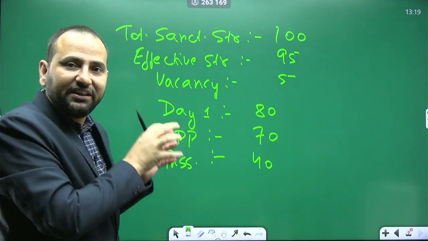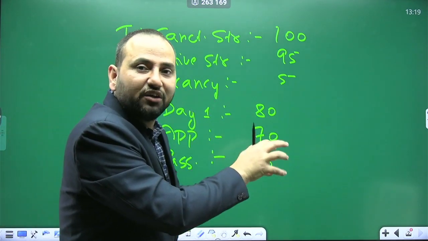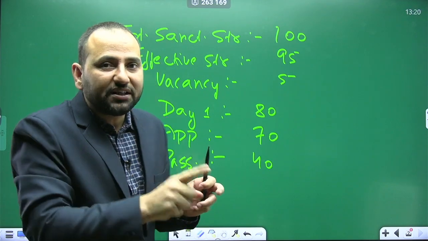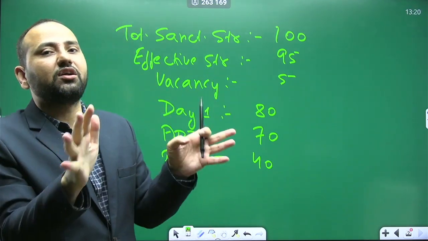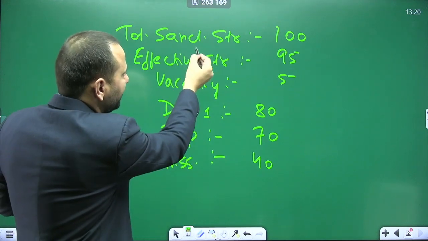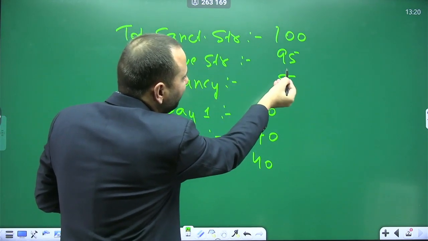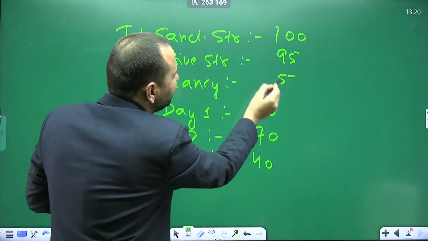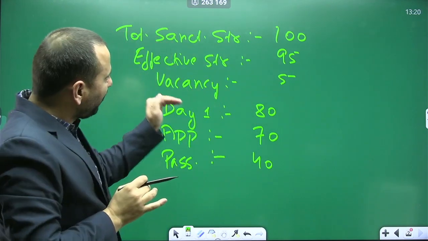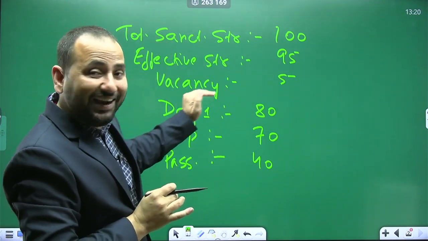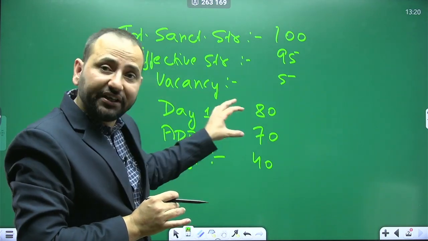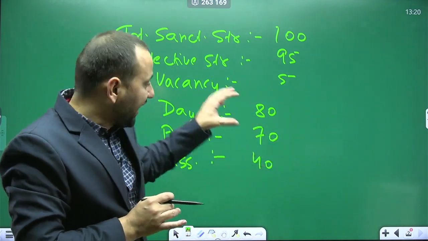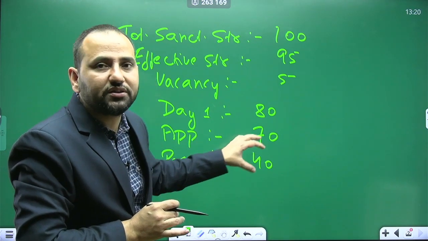I will explain the concept through the situation we see in parliament, but before that, just try to understand this example. I'm explaining this again so that it becomes very clear. This is the total strength, but effectively the strength is 95. Why? Because we had 5 vacancies. Moving forward, on a particular day, 80 students appeared in the class. But when it was about the test, only 70 students appeared. And out of this 70, only 40 students passed the test.